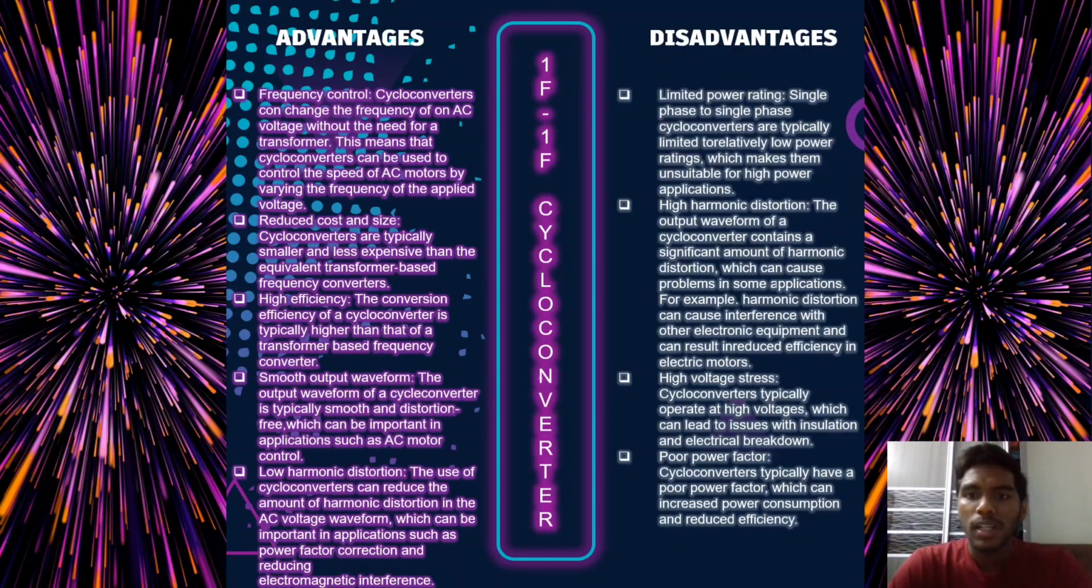Disadvantages. Limited power rating: single phase to single phase cycloconverters typically have a relatively low power rating, which makes them unsuitable for high power applications. High harmonic distortion: the output waveform of a cycloconverter contains a significant amount of harmonic distortion, which can cause problems in some applications. For example, harmonic distortion can cause interference with other electronic equipment and can result in reduced efficiency in electric motors. High voltage stress: cycloconverters typically operate at a high voltage, which can lead to issues with insulation and electrical breakdown.